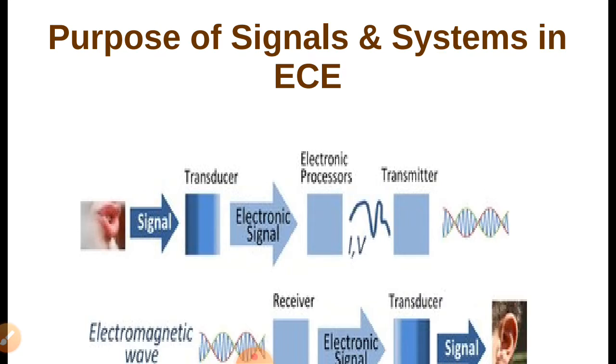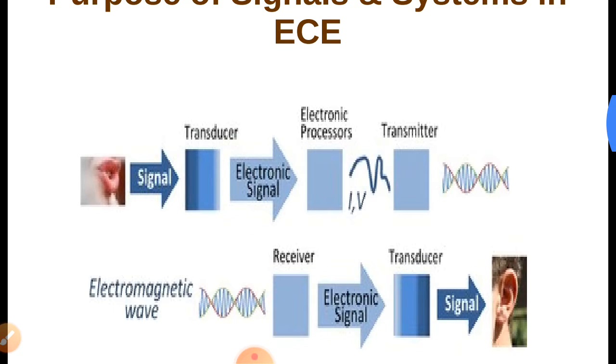It can be either an audio signal or a video signal. Sometimes we blink our eyes to intimate our friends to say certain things. We wave our hands to say goodbye. All of this is a kind of signal. So signals play a vital role in communication engineering. Next, what is the role of systems? That is very important.